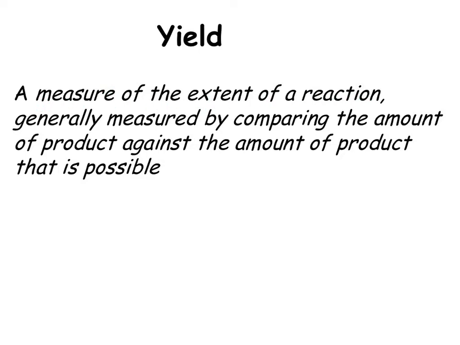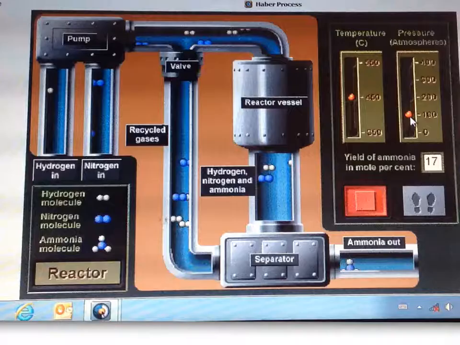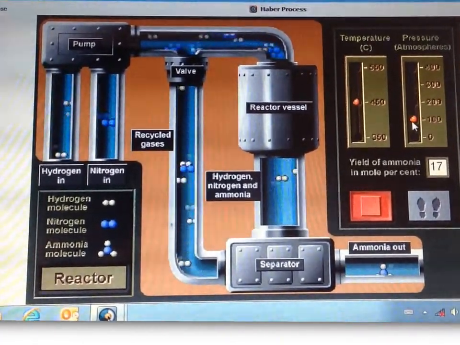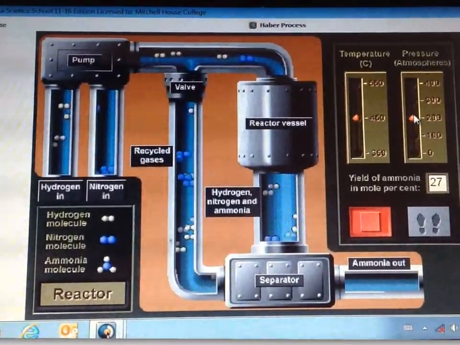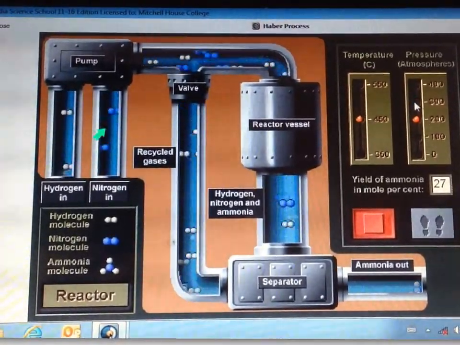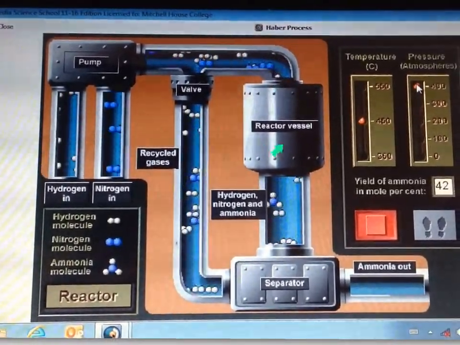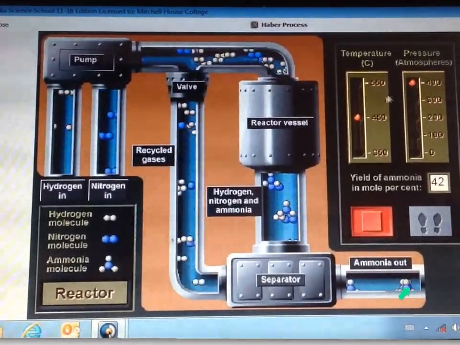I'm going to look at a reaction in a little bit of detail now. This process is known as the Haber process, and it is a process where nitrogen and hydrogen are pumped into a container, and then they mix together, but they're not going to react with each other unless you put them in the reactor vessel, and then you get some ammonia coming out.